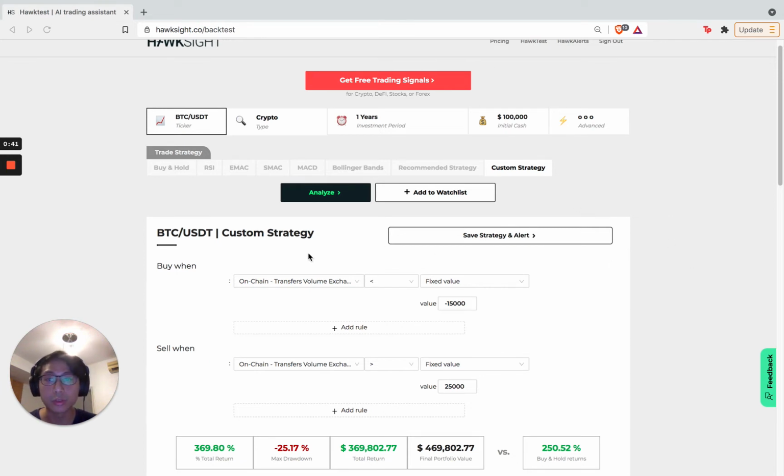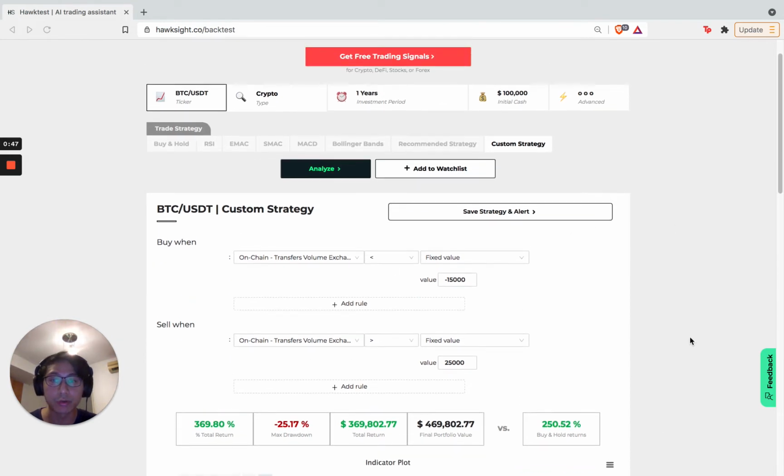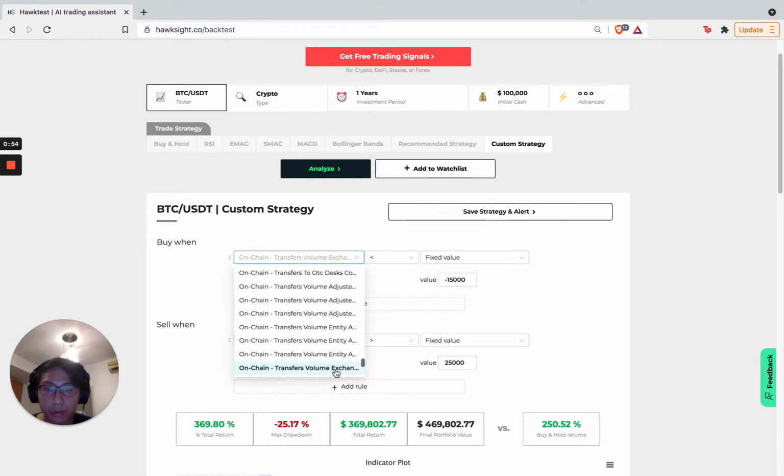All you have to do to utilize these on-chain indicators is, as you can see, I've already set up a template over here, but you can just replicate this. You'll see this data point is called on-chain transfers volume. If you hover over it, you'll see the full name: transfers volume exchanges net for transactions. This is actually referring to the net inflow of Bitcoin into centralized exchanges. So we can now use this information to generate our own trading strategies.